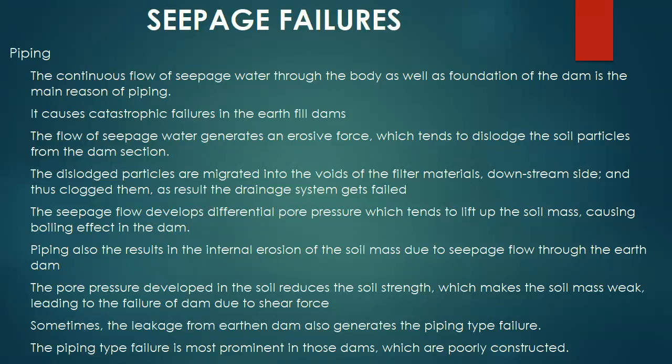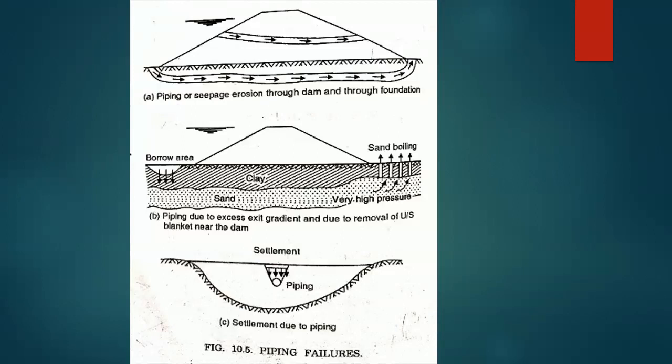Sometimes, the leakage from an earthen dam also generates the piping type failure. The piping type failure is most prominent in those dams which are poorly constructed. Generally, this is due to poor compaction surrounding the concrete outlets or other parts of the structure, etc. The figures shown here explain how the piping failure occurs in an earthen dam.